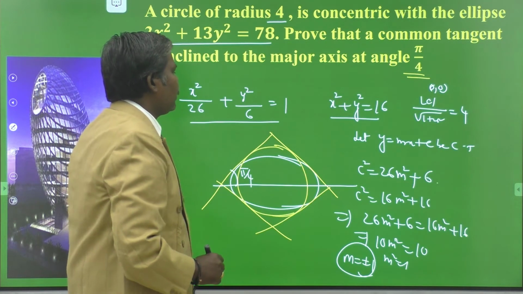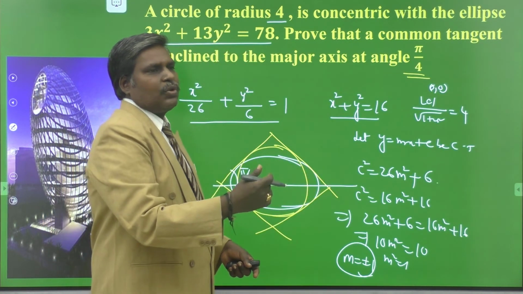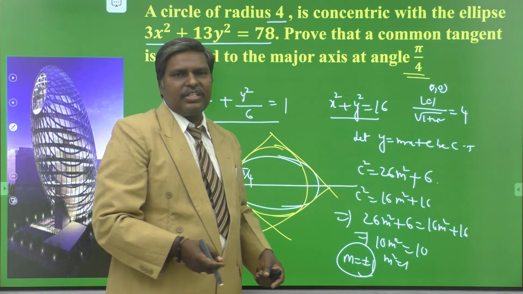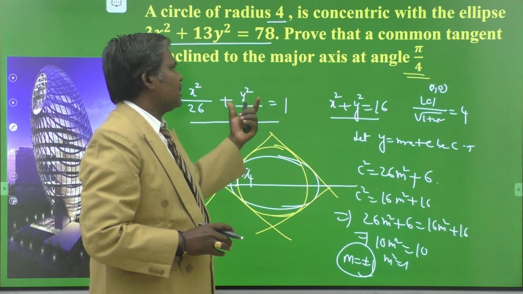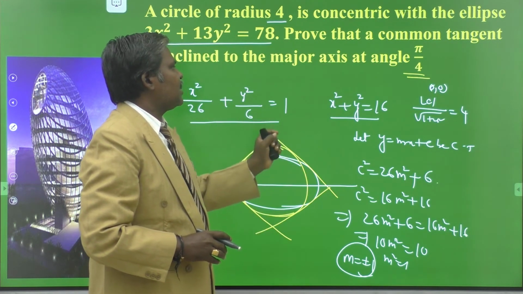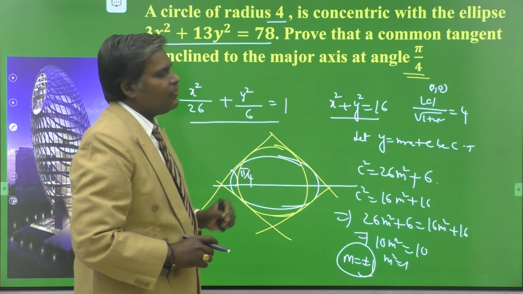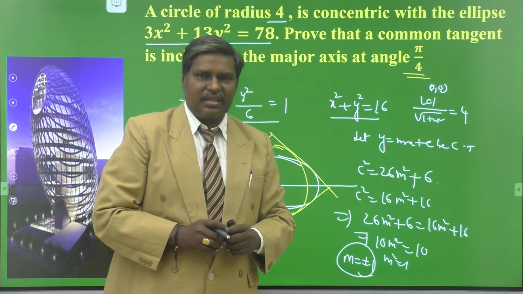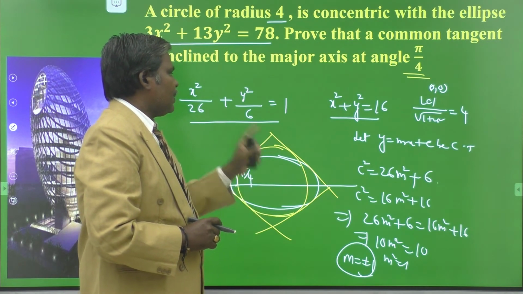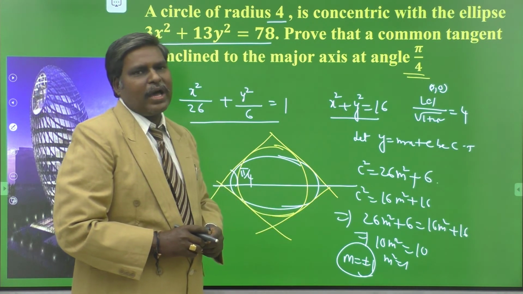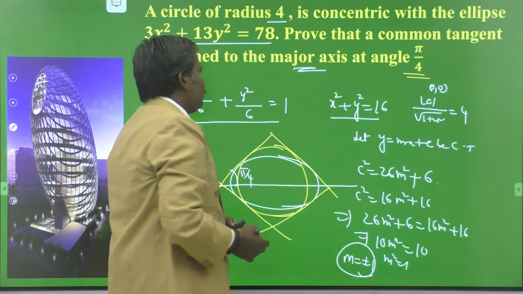So for m equal to 1, we can write the equation of tangent also. y is equal to mx plus or minus root of a square m square plus b square. That is the tangent. But they are not asking the equation of the common tangent. They are just asking whether the common tangent makes an angle pi by 4 with the axis or not. So the common tangent makes an angle pi by 4 for m equal to 1. Understand? It is also a very easy problem.